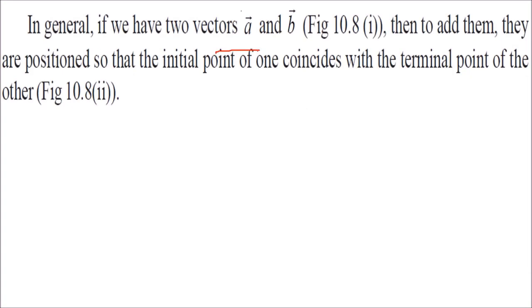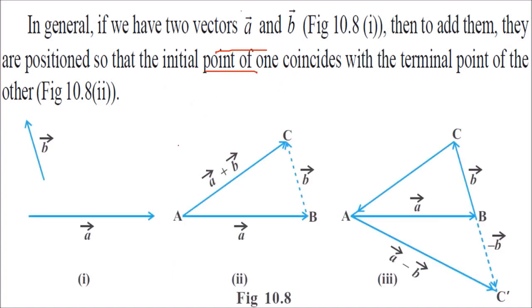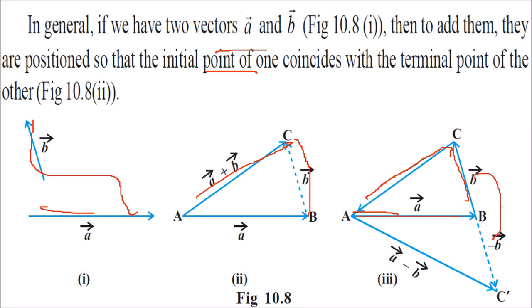So in general, if we take two vectors A and B and we add them, we position them so that the initial point of one coincides with the terminal point of the other. If this is A, we have to take B here. So B like this. Now this will be A plus B. Again, this is A and this is B. This will be A plus B. And if you oppose the direction, or make the negation of the direction of B, this will be minus B. Now this will be A plus minus B. This is showing A minus B.